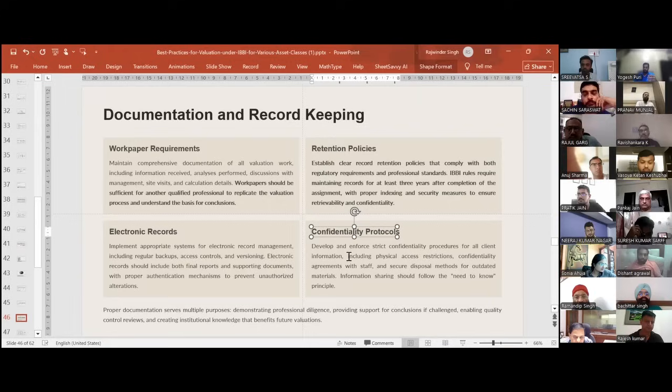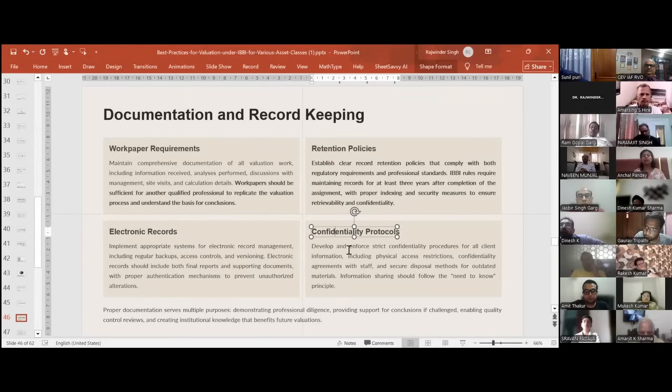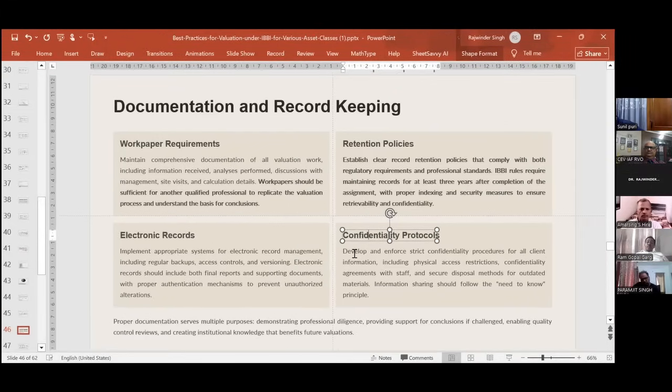The next thing is confidentiality protocol. That is important. Develop and enforce strict confidentiality procedures for all client information, including physical access restrictions, confidentiality agreements with staff. So this is an important thing.